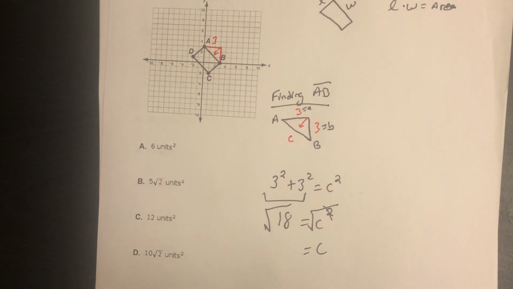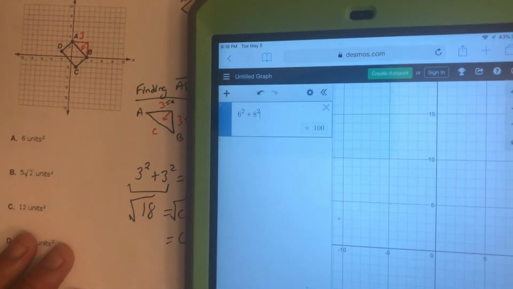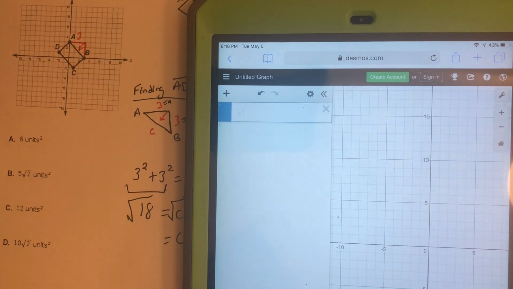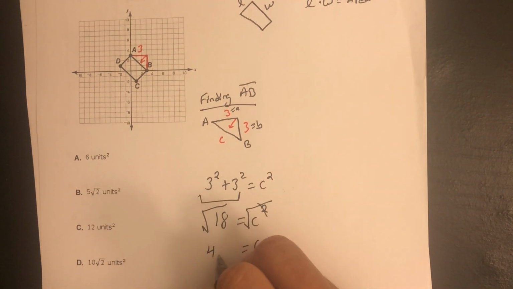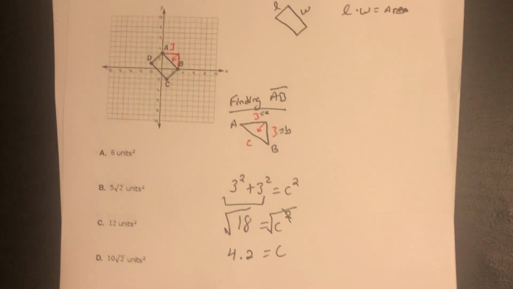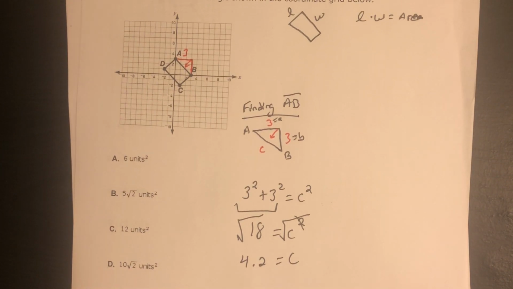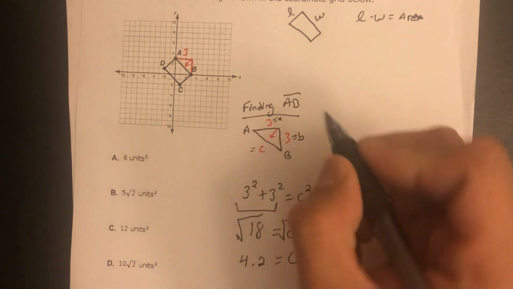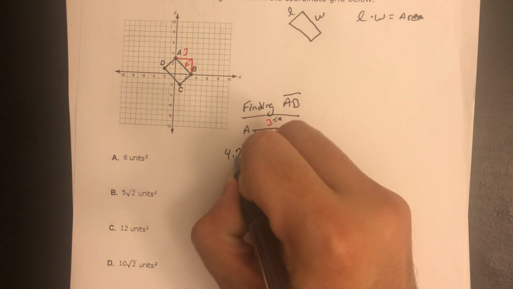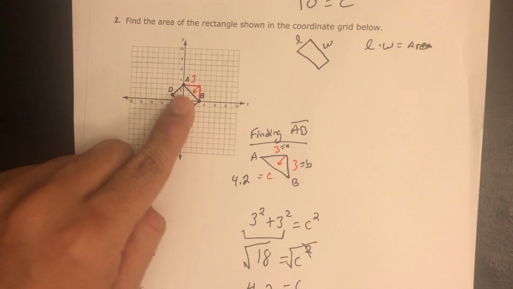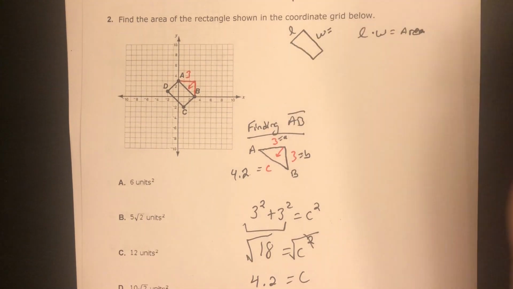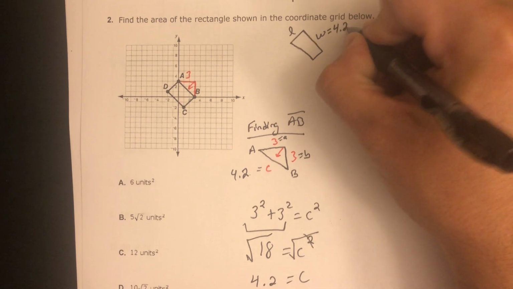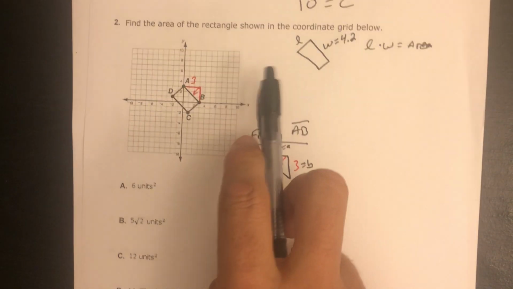And that should be 4 point something. Let's double check. Yeah, 4.2. I'm just going to say 4.2. You can say 4.24, it really doesn't matter. So there's that side. If you notice, that's going to be side AB, which in our situation is the width, because we're looking for the area. Now we just have to find the length.